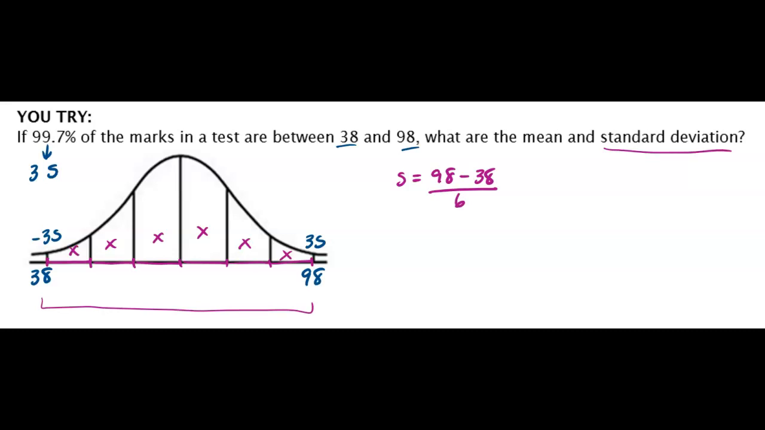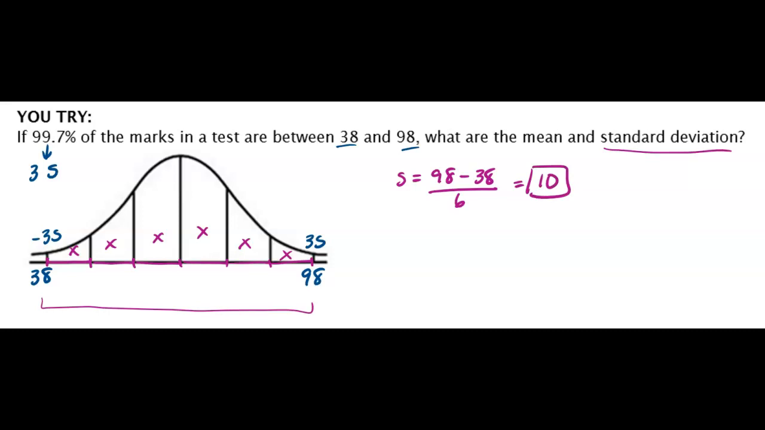And a little shortcut for you, if this makes sense to you. Because we know that it's 3 standard deviations away, that means it's 3 to the right and 3 to the left. So if you take your number of standard deviations away and double it, it will give you that number. So 3 times 2 is where that 6 comes from. All right, now if I do 98 minus 38 divided by 6, it gives me 10. So I now know my standard deviation is 10.